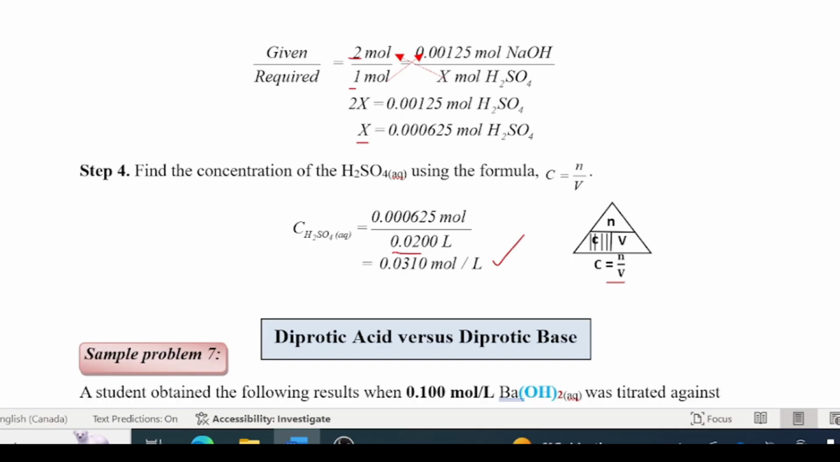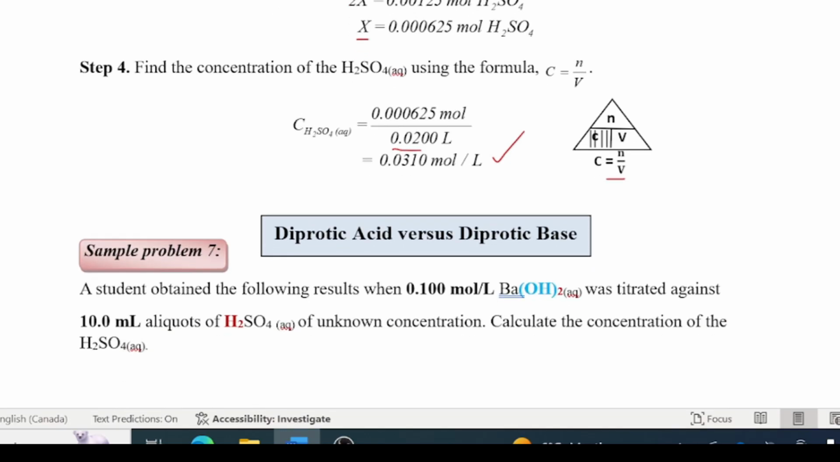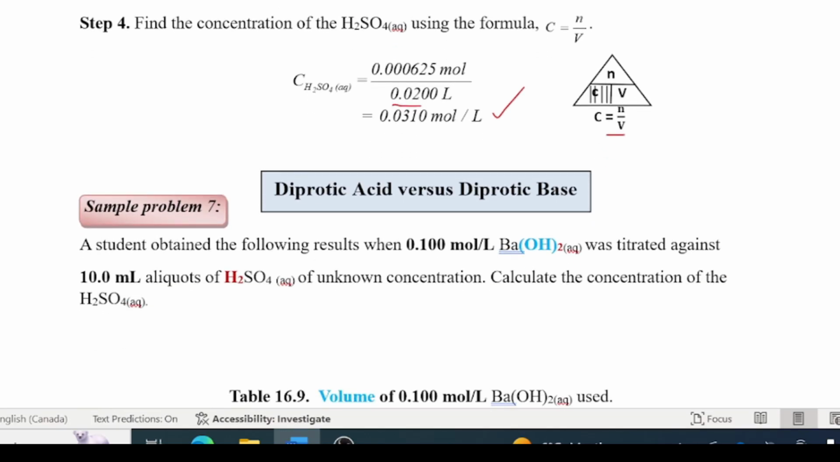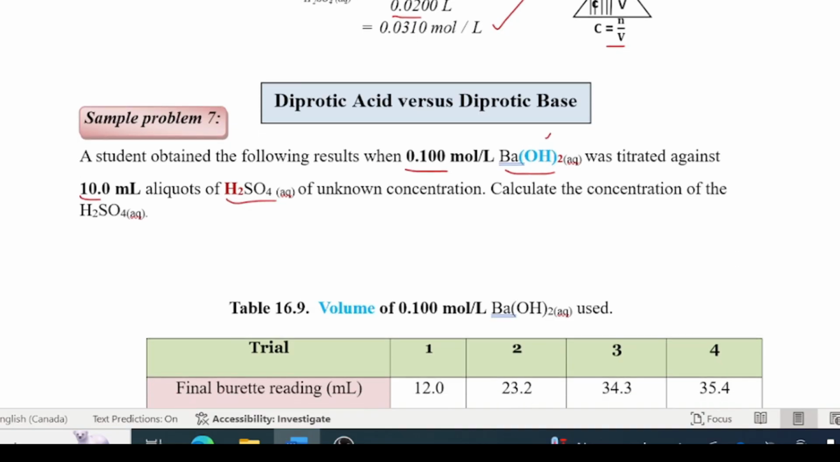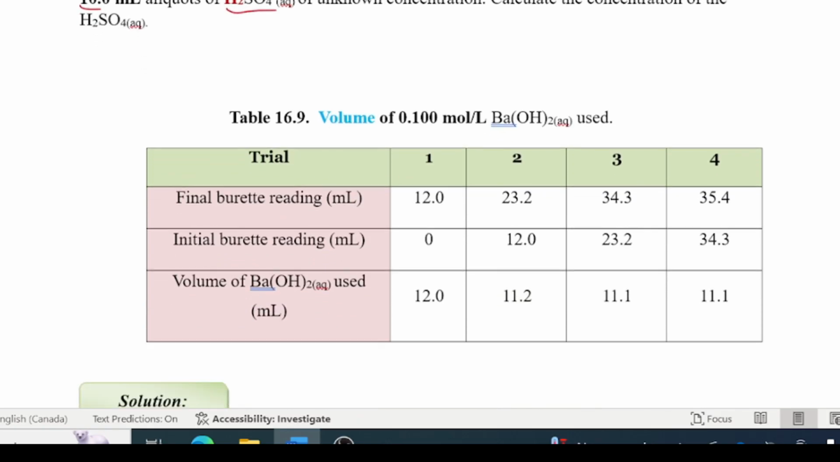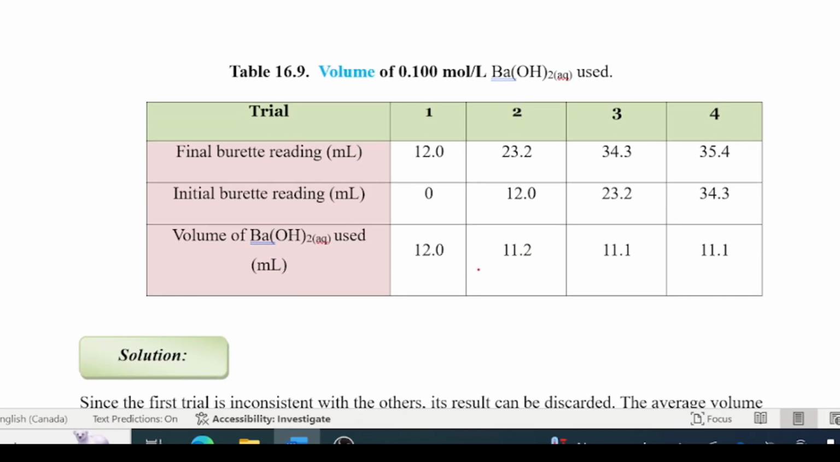All right. Now you titrate a diprotic acid with a diprotic base. The diprotic base is barium hydroxide now, and that's the concentration of it in the burette. You take 10 milliliter aliquots of sulfuric acid in your Erlenmeyer flask, and this is going to be a burette, and you titrate that. So here again, you're seeing the values here. These are the 4 values.